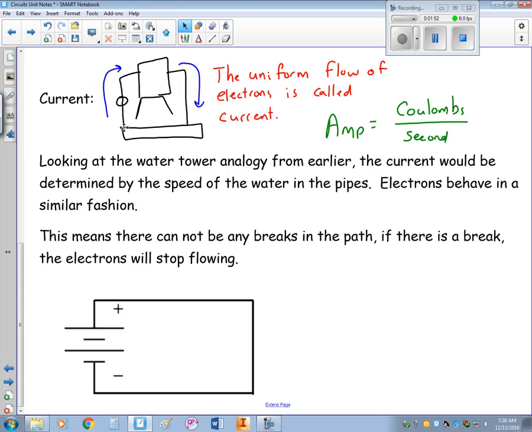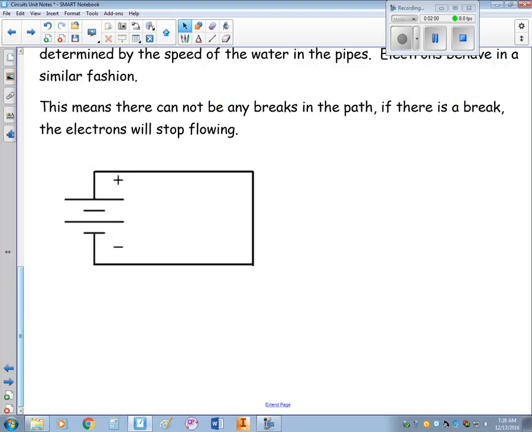Now, what this means then is that we cannot have any breaks in the path. If there's a break, the electrons will stop flowing. So electrons typically flow from the negative terminal of the battery back to the positive, because electrons are negative and they're attracted to something that's positive.